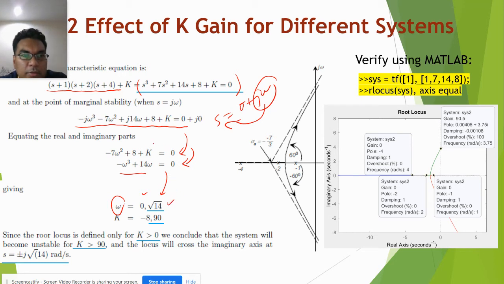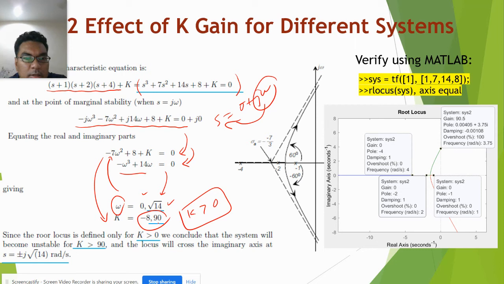For the upper part, you can replace omega with this value in this equation, so that you will get k values of minus 8 and 90. Since the root locus is defined only for k bigger than 0, we take only the value 90. So we conclude the system becomes unstable for k more than 90, and the root locus crosses the imaginary axis at this point. So this is the one that I have done.